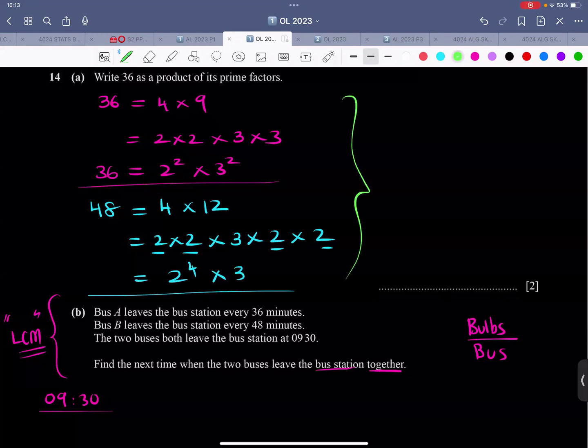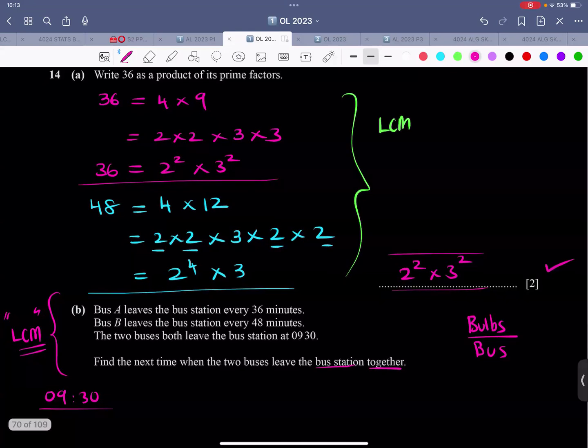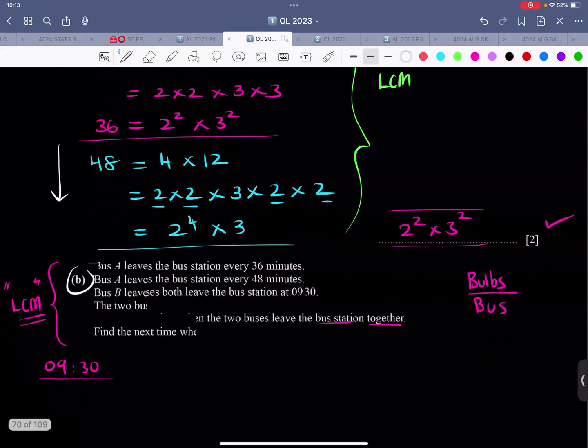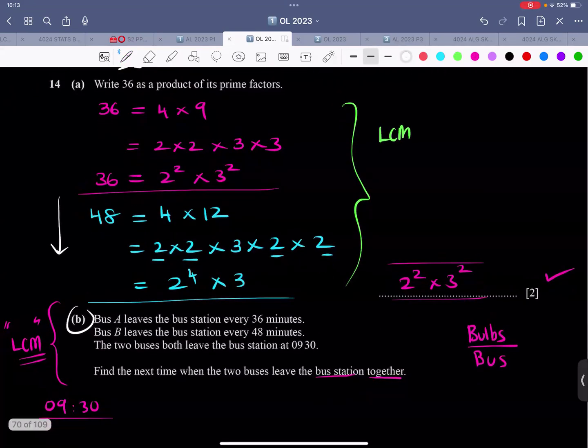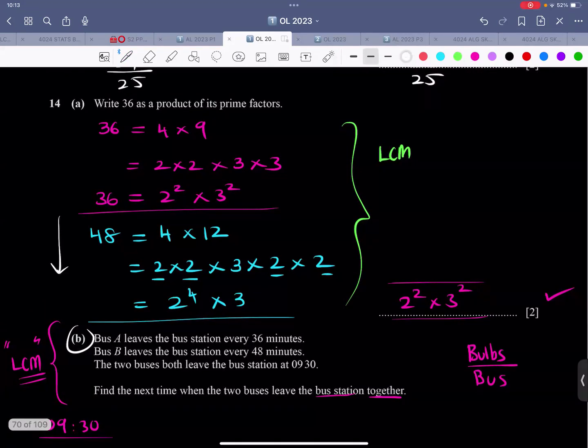Now, if I ask you the LCM for this, by the way, let me first write down the answer for 36, which is 2 square into 3 square. This answer was done for 2 marks. All this working that I'm doing right now is basically for part B, because they are now giving me 3 marks. So for the LCM of these two, out of 2 square and 2 power 4, we take 2 power 4. And out of 3 square and 3, we take 3 square. So this is 16, this is 9, and this is 144.